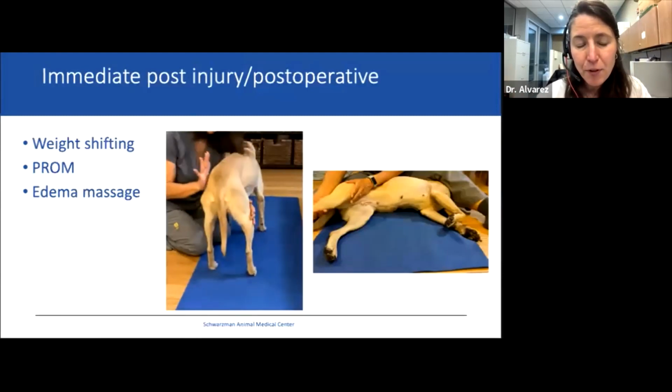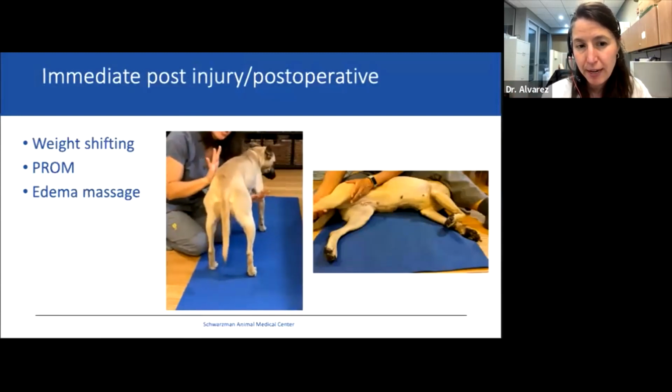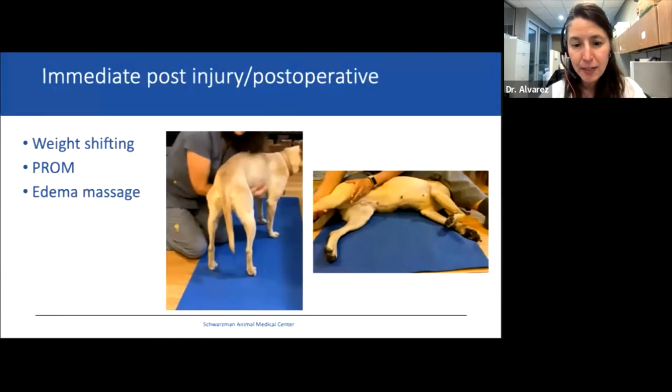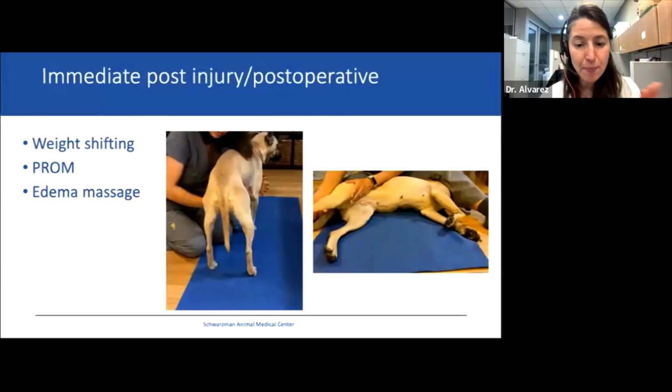So first, you're going to put your patient on a traction flooring surface. And if, let's say, the dog had a right TPLO, I'm going to gently sway the dog from its left hip towards the right to improve weight bearing towards the right side. So I'll just play that for you again.